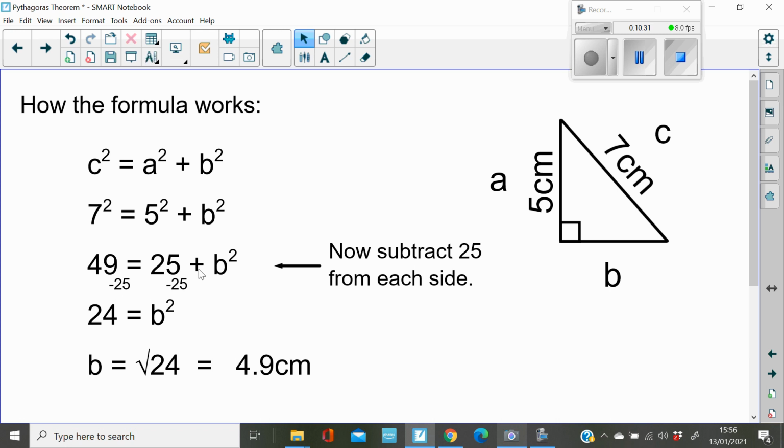But what you'll notice here is I've got 25 plus B squared, and what I want to work out is B. So I need to get rid of this 25 from both sides, so I can just work out B. So I'm subtracting 25 from both sides. So when I subtract 25 from the right-hand side, what you'll see is that that cancels out, because 25 take away 25, and that just disappears. So you get 49 take away 25 is 24. You're going to take the square root of 24 and round it to one decimal place, and you get 4.9. So the difference is from previously, you're subtracting something from both sides before you take the square root.